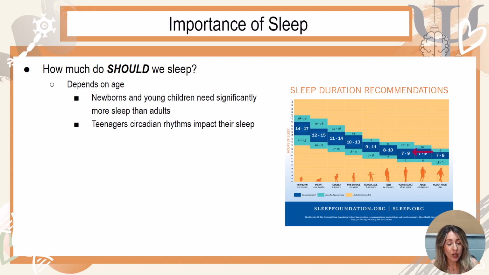Teenagers' circadian rhythms impact their sleep. We talked about this. A lot of teenagers are sleep deprived because they need more sleep than adults, but their circadian rhythm puts them at a disadvantage, because generally we feel like kids should be up and starting at school earlier than their bodies are prepared to do so. And then the average adult needs about 7 to 9 hours.